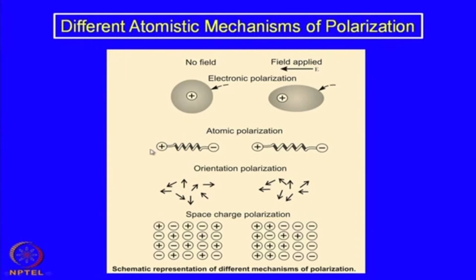Next is atomic polarization. Now, in this case we are talking about two different atoms, not electrons. These are two different atoms. There is a chemical bond between this atom and this atom.